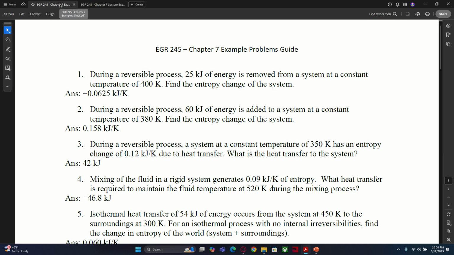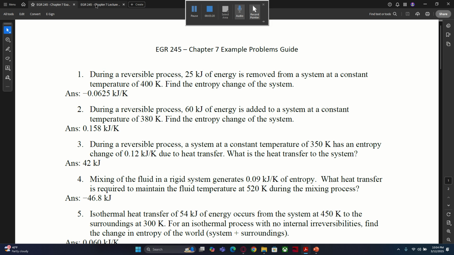For problem 3, during a reversible process, a system at a constant temperature of 350 Kelvin has an entropy change of 0.12 kilojoules per Kelvin due to heat transfer. What is the heat transfer to this system?